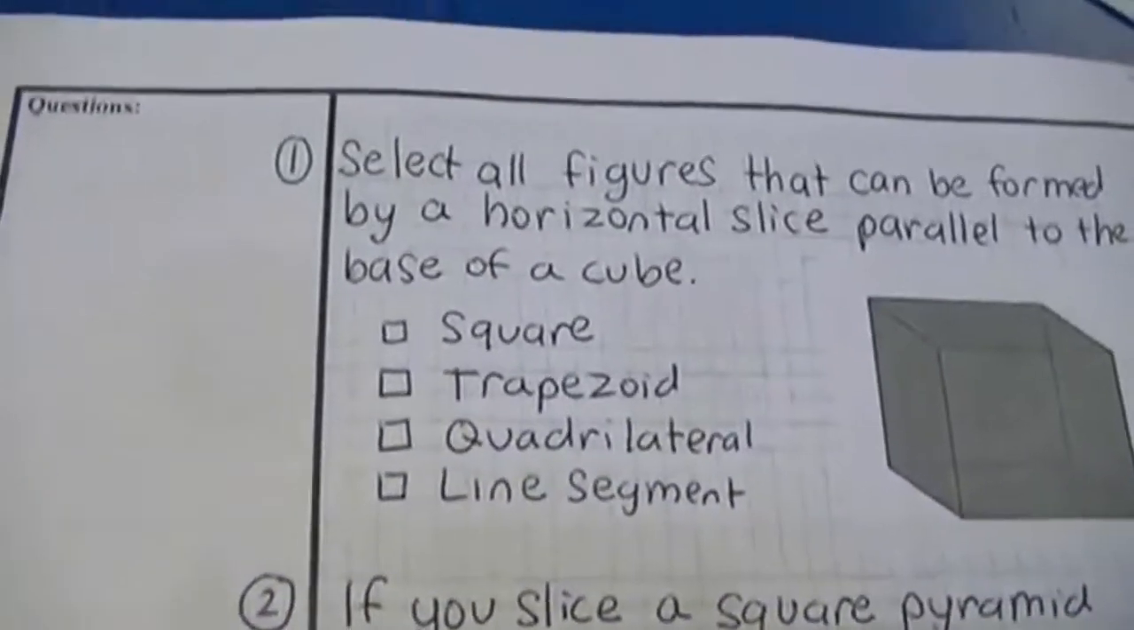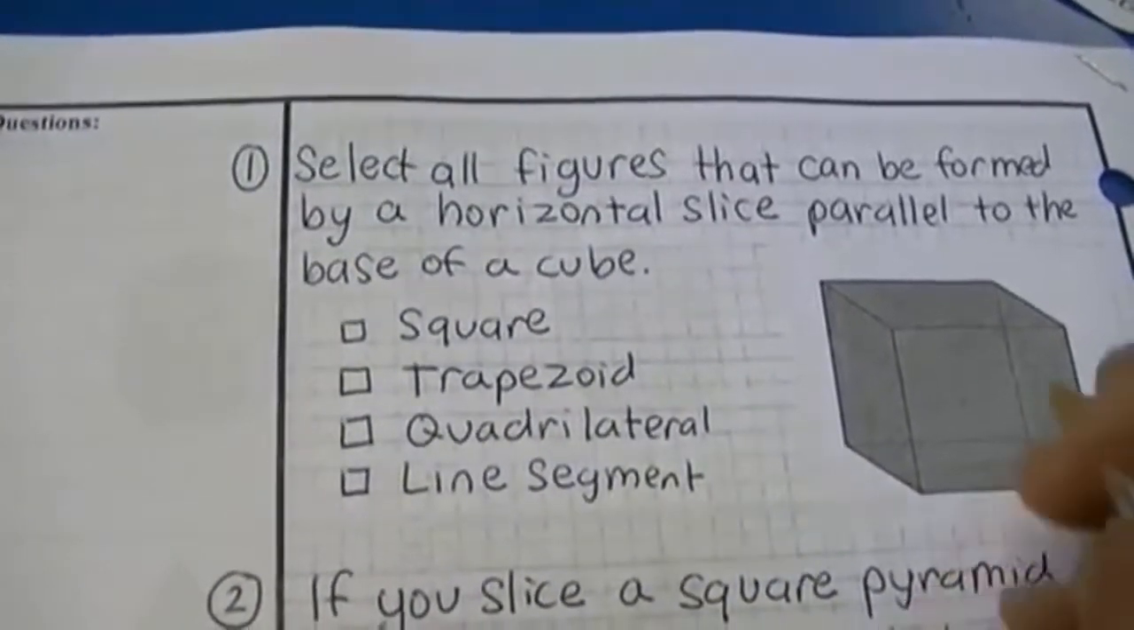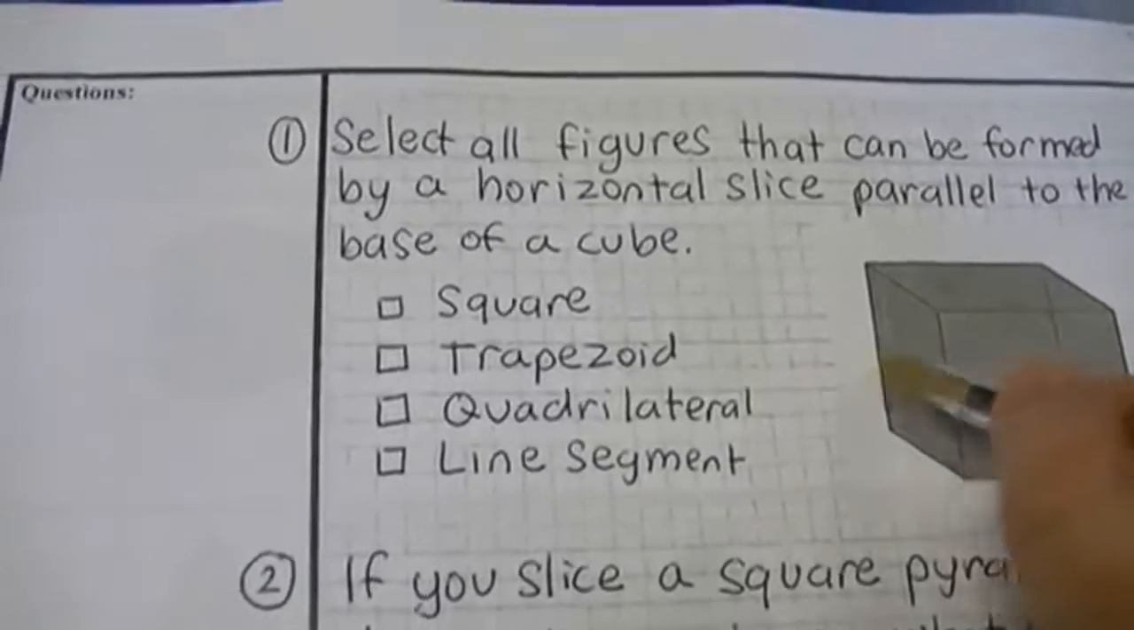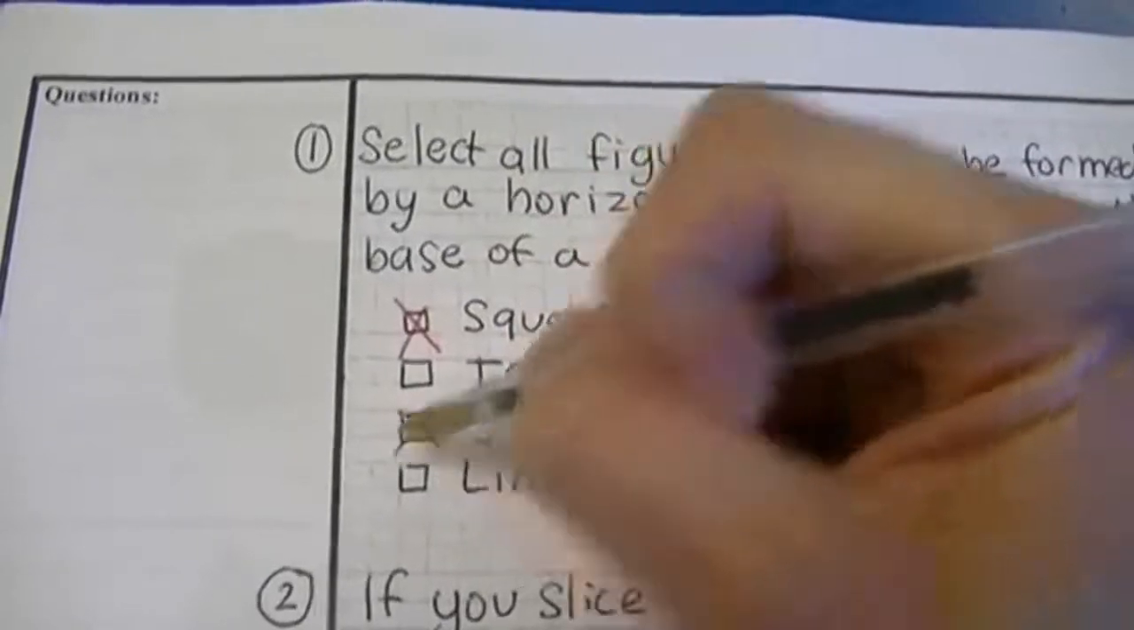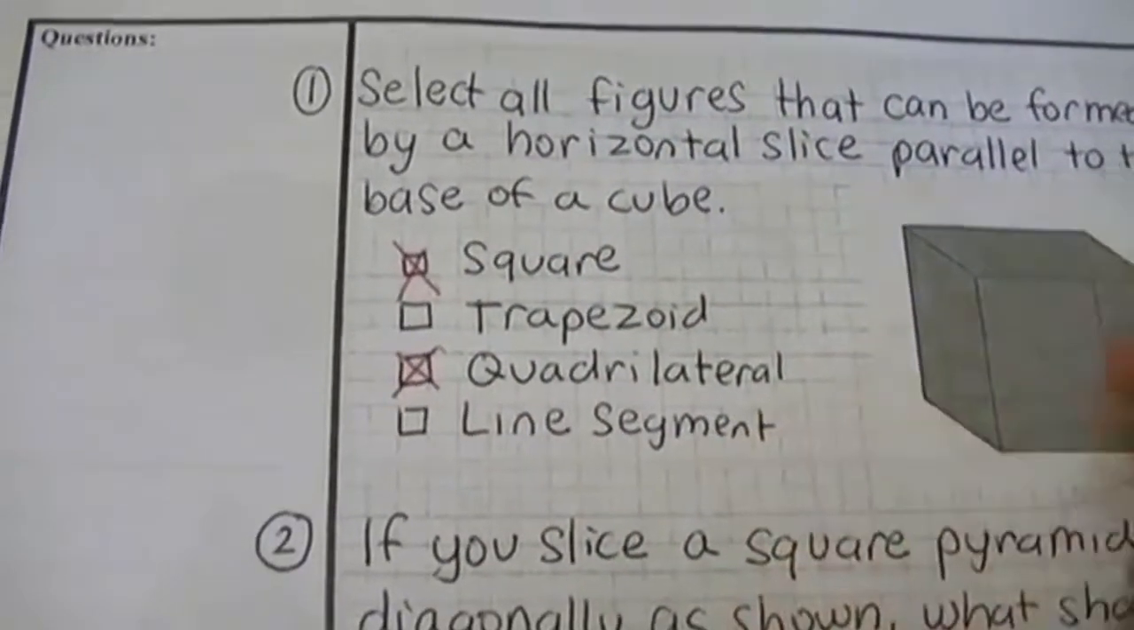Okay, here's the answers. Select all figures that can be formed by horizontal cross-section parallel to the base of the cube. Okay, I could get a square. I don't get a trapezoid. A square is also a type of quadrilateral. And line segment, I don't really get that.